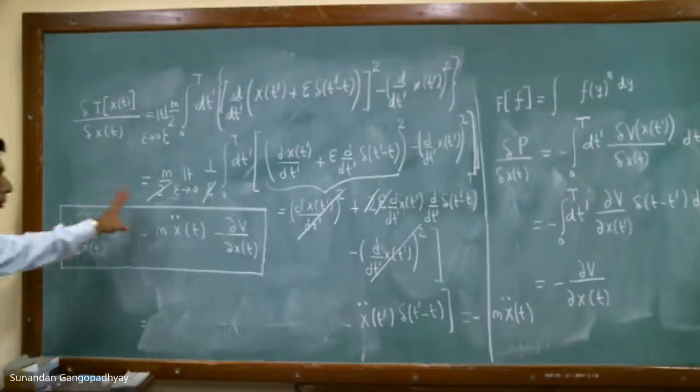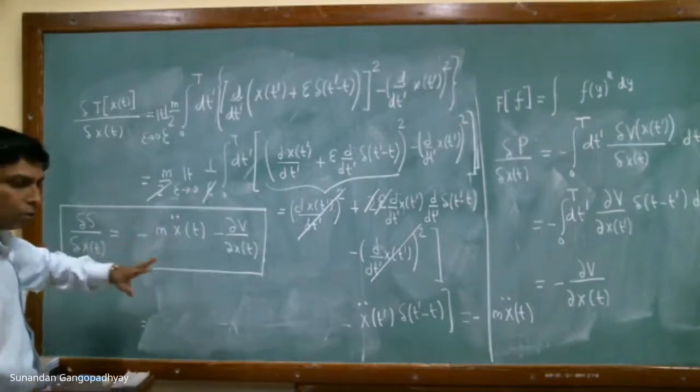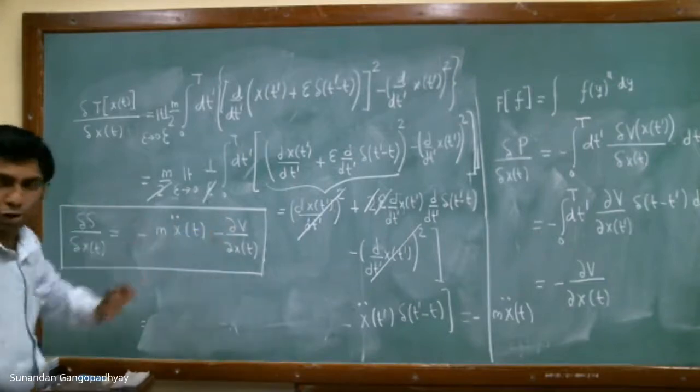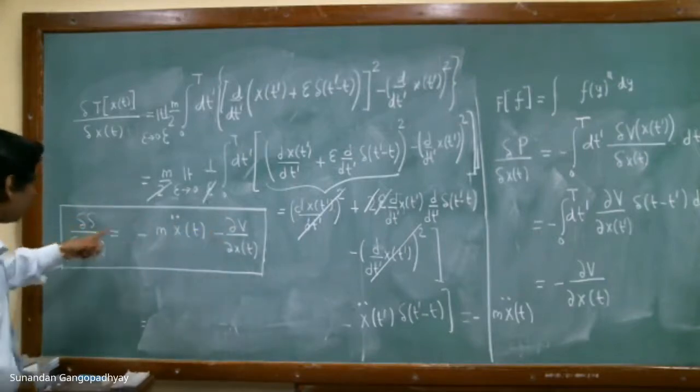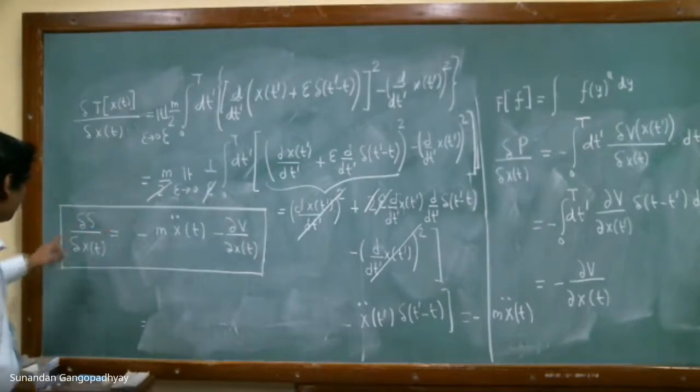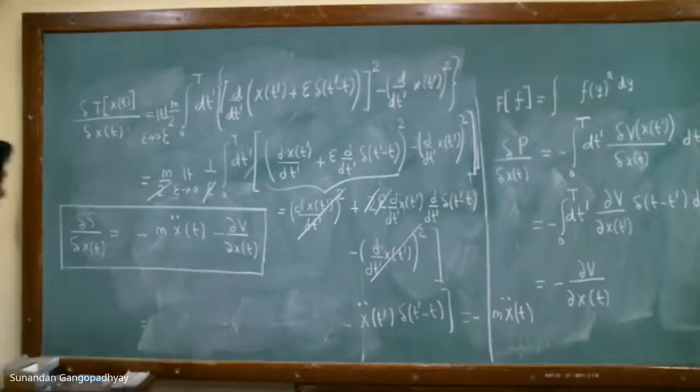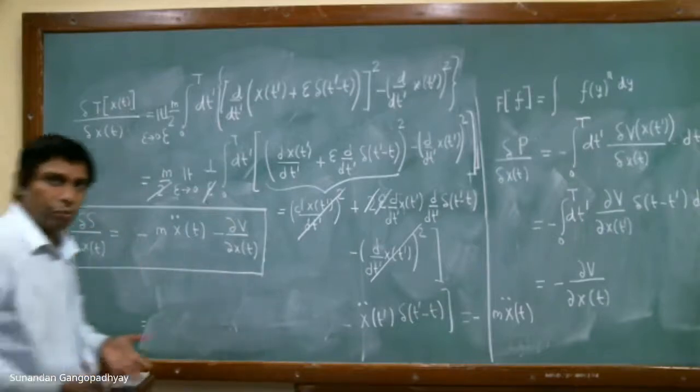So this is basically the problem of a free particle moving in one spatial dimension in the presence of a potential V. If you write down the action for that problem and take a functional derivative with respect to the coordinate, this is the result. And as I mentioned, the extremization of the action gives you the equation of motion.